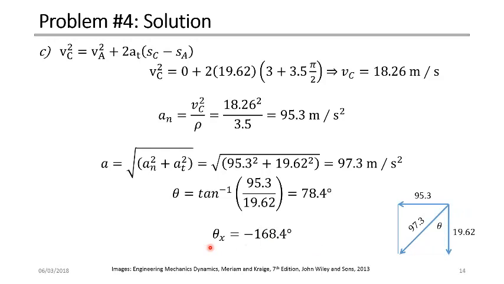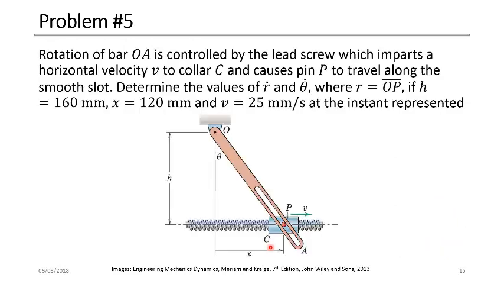Of course, because it's in the clockwise direction, it's going to be all negative. So we consider that this angle is negative first, and then we add negative 90 to this. So we have the angle measured from the x-axis in the clockwise direction as negative 168.4 degrees.